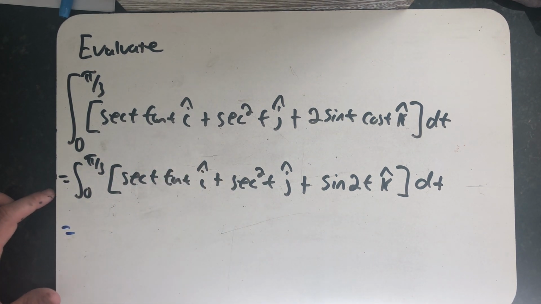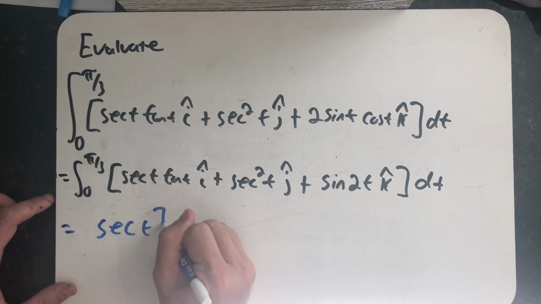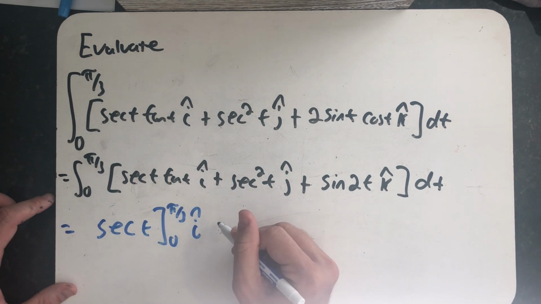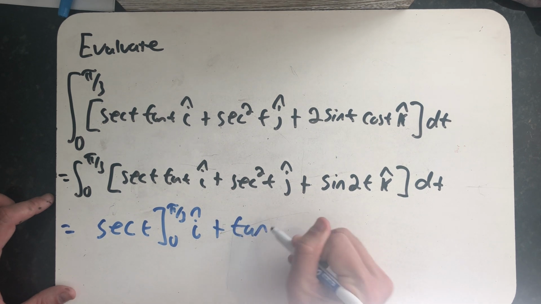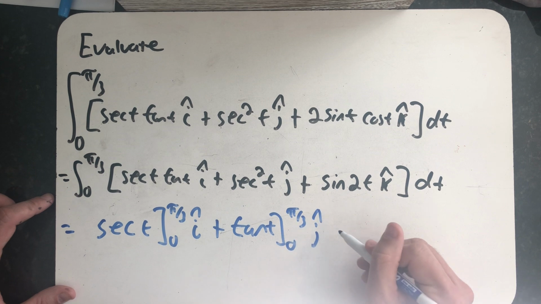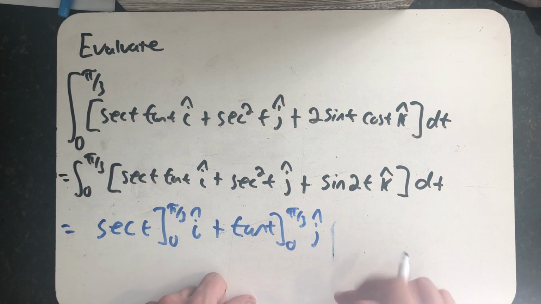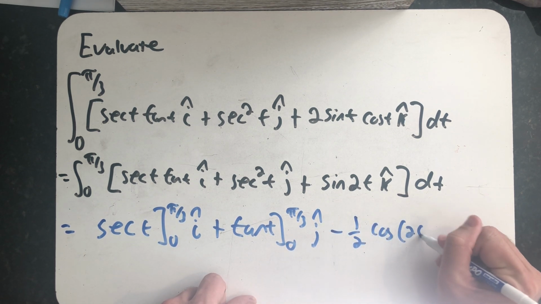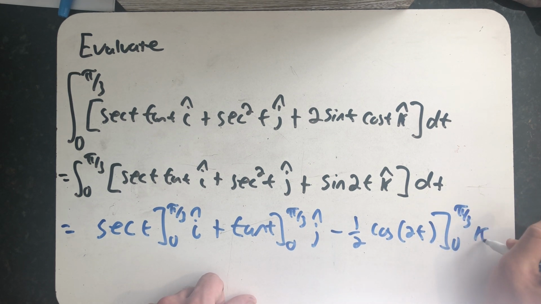The antiderivative of secant tangent is secant. And we'll need to evaluate that from 0 to pi thirds, and that will give us our i component. The antiderivative of secant squared is tangent, evaluated from 0 to pi thirds, and that will give us our j component. And then in the k component, we'll have minus 1/2 cosine of 2t. And again, evaluated from 0 to pi thirds.